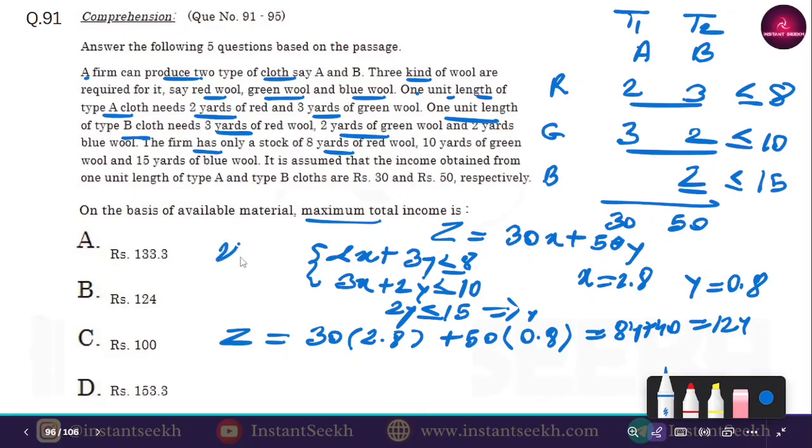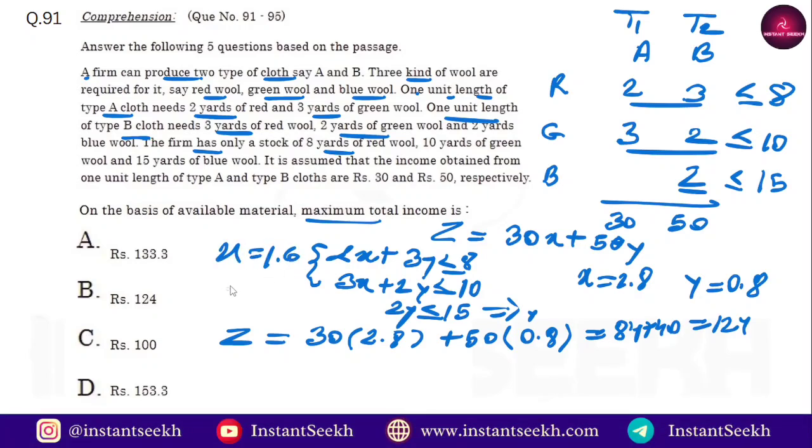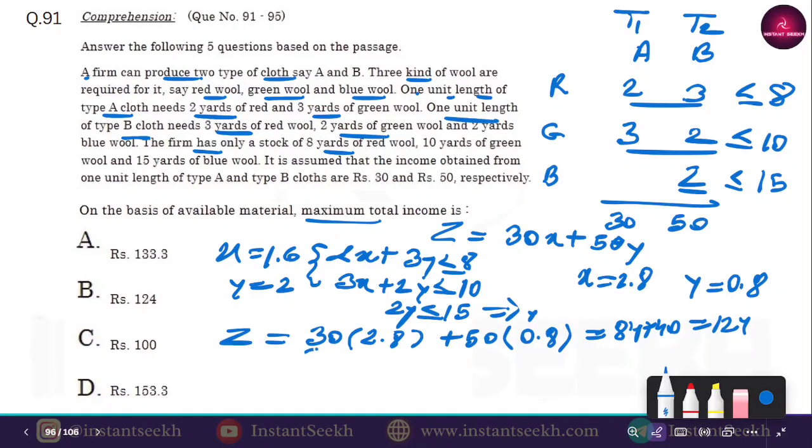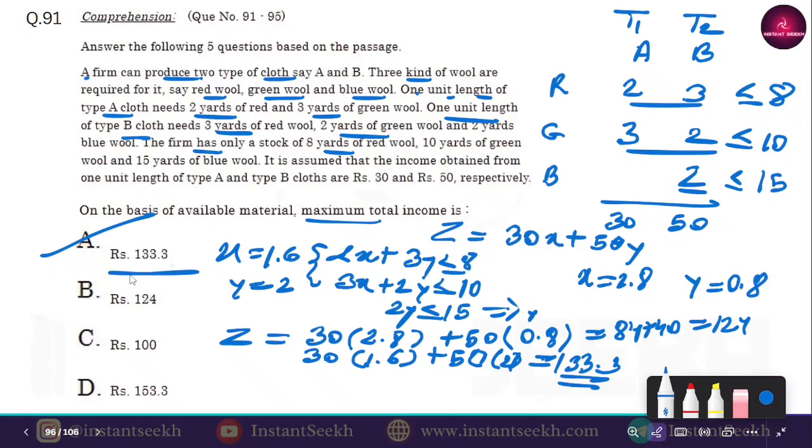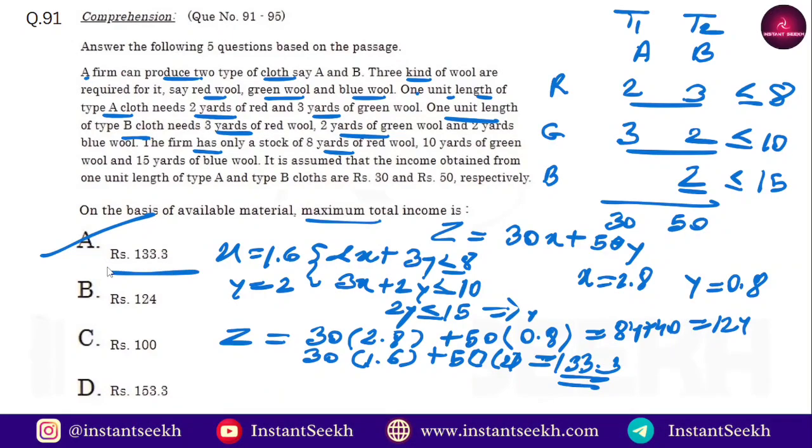So we will try with x equal to 1.6 and y equal to 2. Okay, so using this, if we try 30 into 1.6 plus 50 into 2, this will give you 133.3. Okay, so that is your option A, which will be the maximum total income that can be generated. Okay, your option A will be the right answer for this particular question. Let's move on to the next.